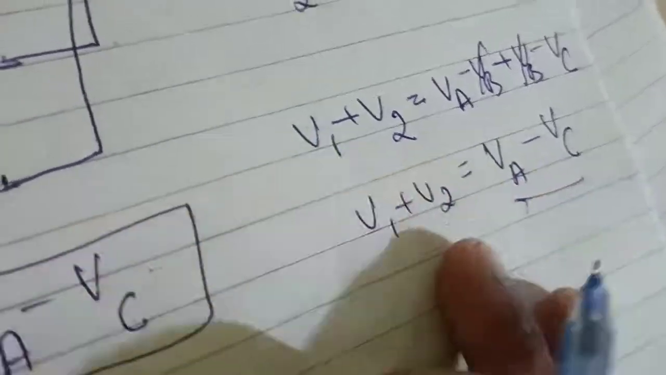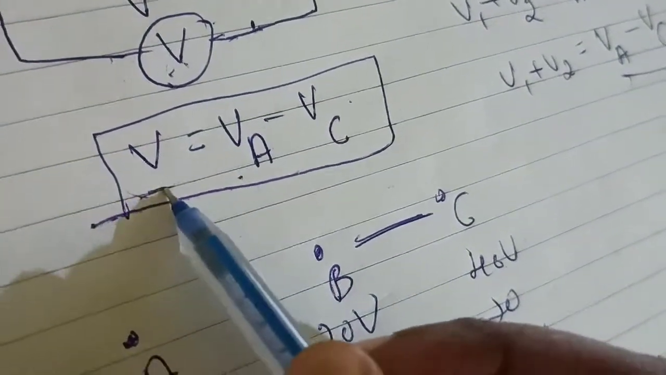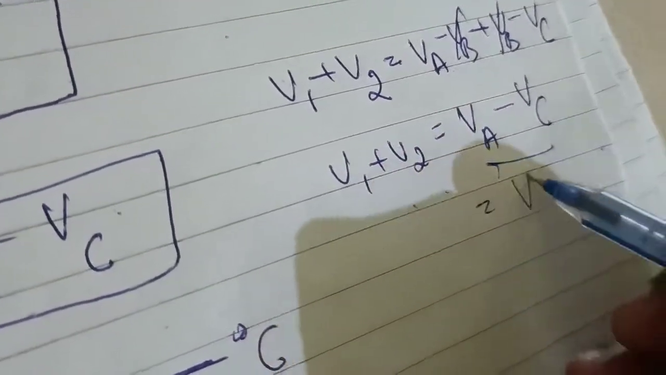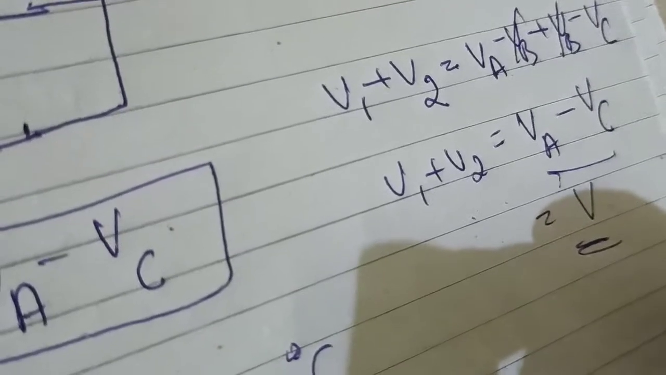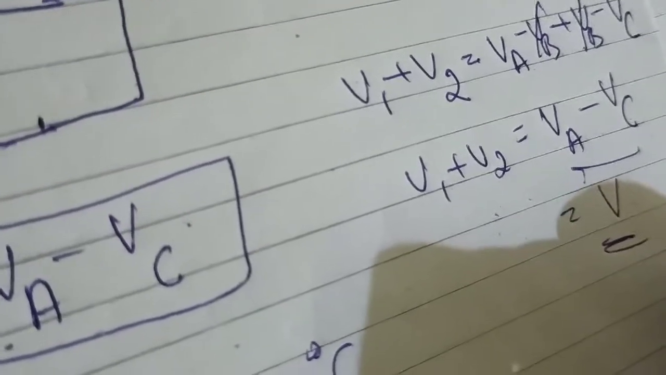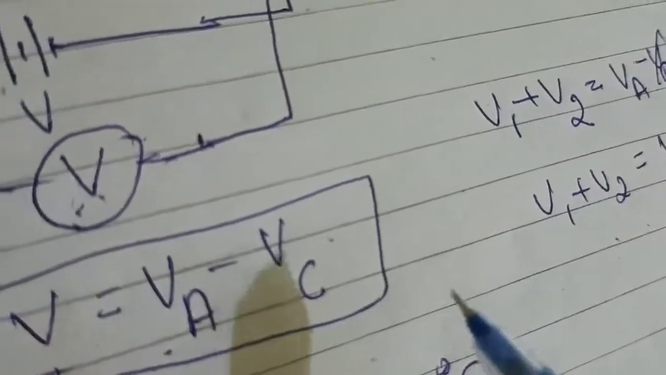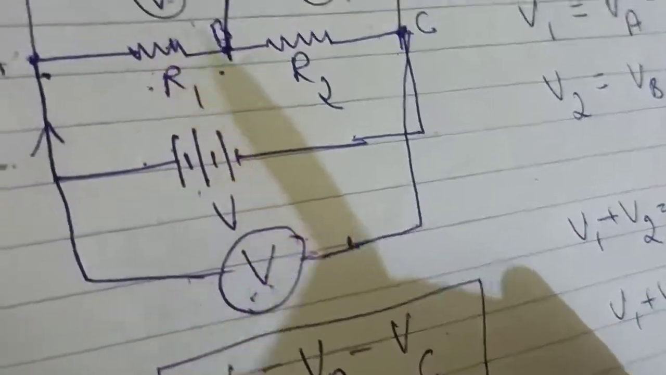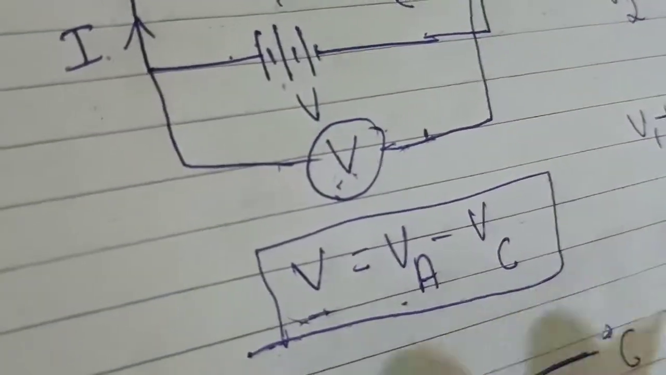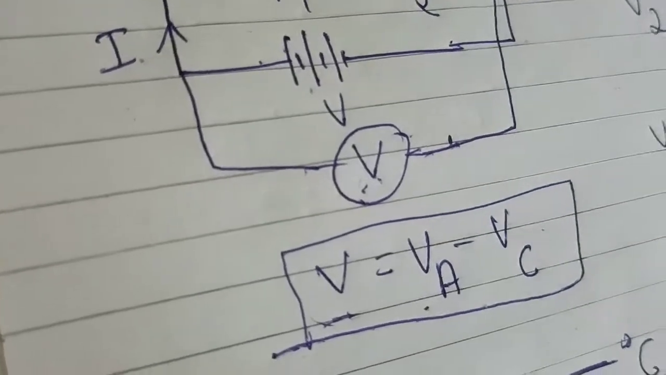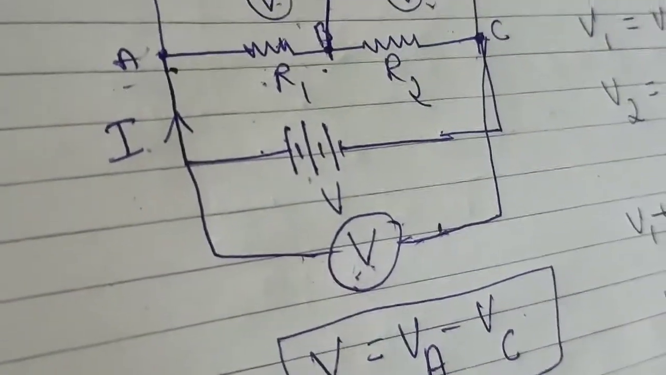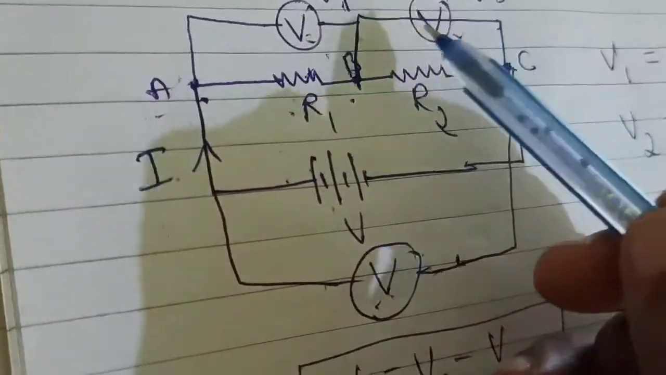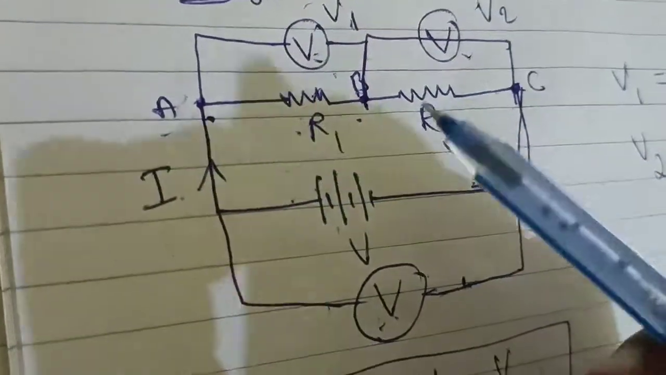Now this V_A minus V_B you have seen here, isn't it? That is the total voltage. So what you can see, V1, V2 are nothing but the total voltage. So we have the same here. This is the total potential. That means if I add these potentials, I will get the total voltage. That proves that voltage in a series circuit gets distributed across the resistors. The voltage will get distributed across the resistors in the circuit.